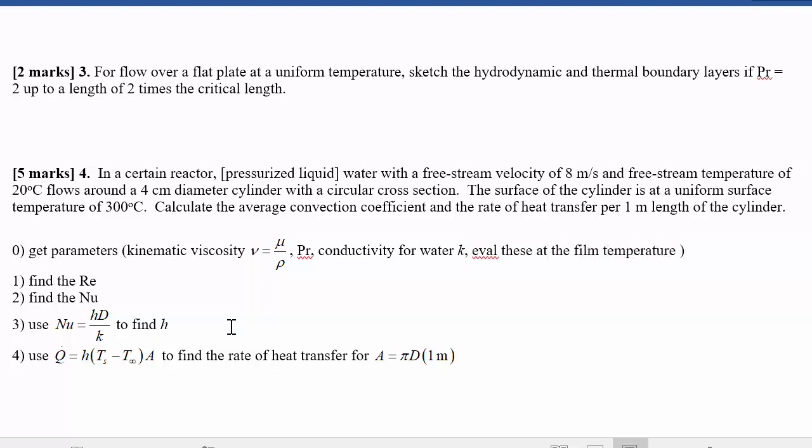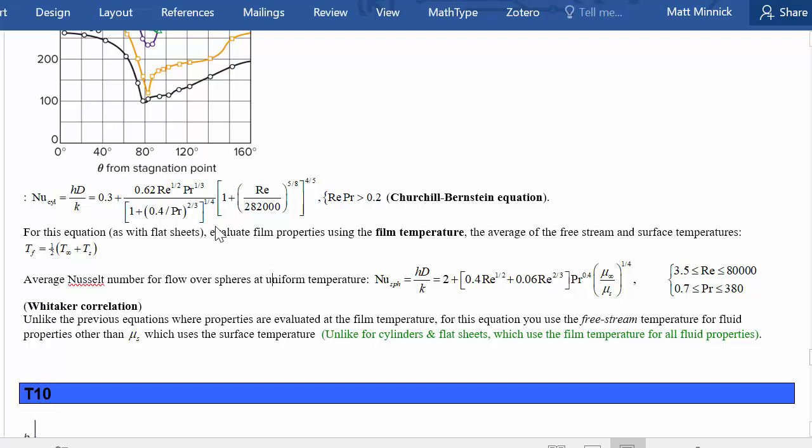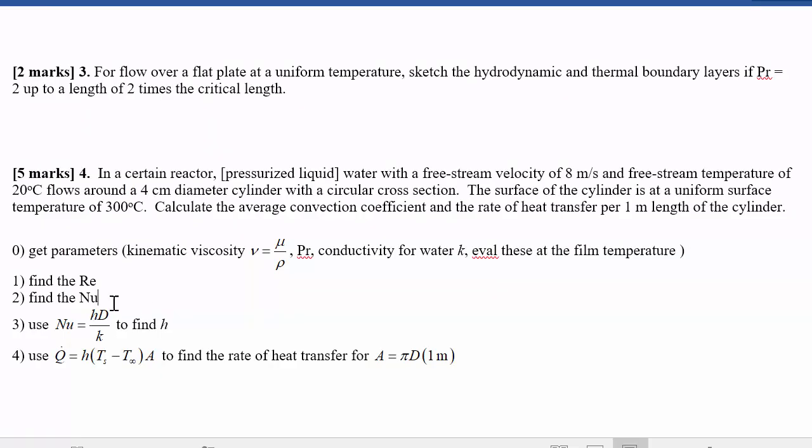And why do we know that? Well, that's because of the equation that we're going to use for the Nusselt number. So the Nusselt number equation we want is the Churchill-Bernstein equation, and this is for the total Nusselt number around a cylinder.